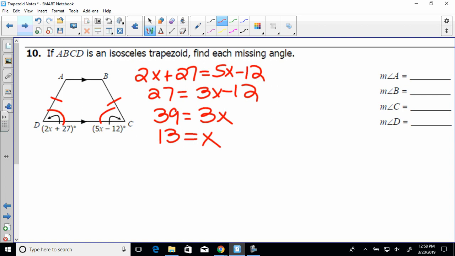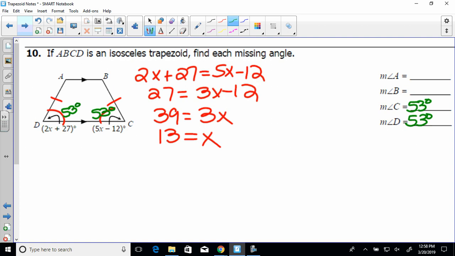Okay, so now that we get x is 13, we need to go through and figure out what's D, what's C. So if we plug in 13, we can figure out that angle D is 53 degrees. And because D and C are congruent, also know that C is 53 degrees. So we can fill that in over here, where D and C are 53 degrees.